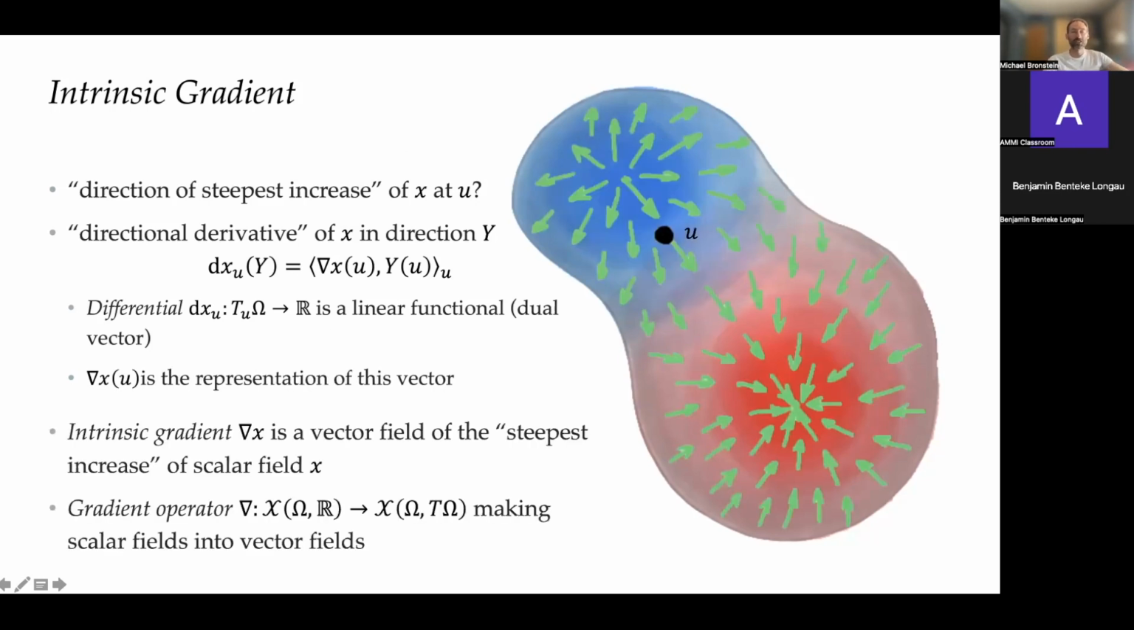Now, what is an intrinsic gradient when we apply it to the scalar field at every point? So this will be a vector field, right? So it's an operator that takes us from scalar fields to vector fields. And it tells us what is the steepest increase at every point of this scalar field, okay? So basically I start with a scalar field and I get a vector field. And at every point it points in the direction of the steepest increase of the scalar field.